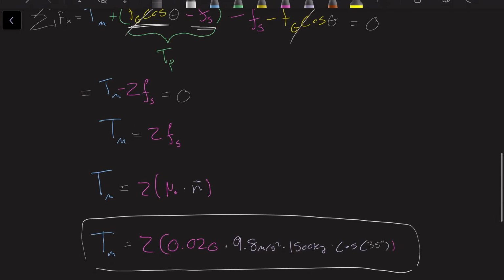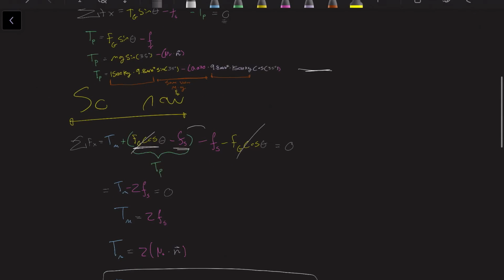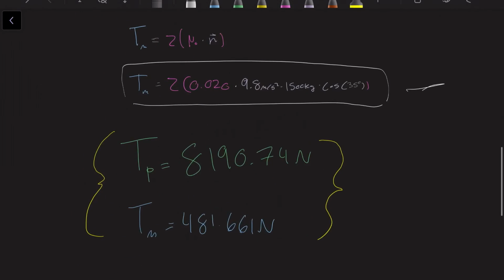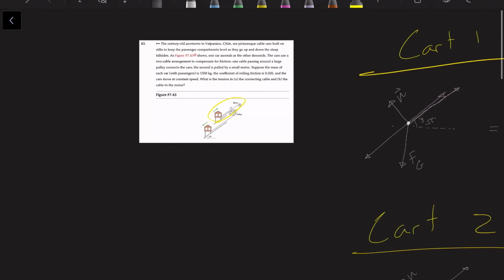And so plugging those numbers in, we get that the tension between the two carts is 8,000 newtons approximately, and the tension in the motor, that string in the motor, is about 481. So just a quick logic check. Does this make logical sense? I personally think it makes logical sense.